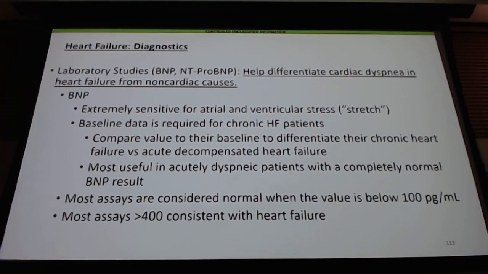As far as ancillary studies go, you are going to want to get some laboratory studies, especially like your natriuretic peptides, depending on what your facility uses, because this will help you differentiate cardiac causes of shortness of breath compared to pulmonary causes of shortness of breath. So this can help you determine that.